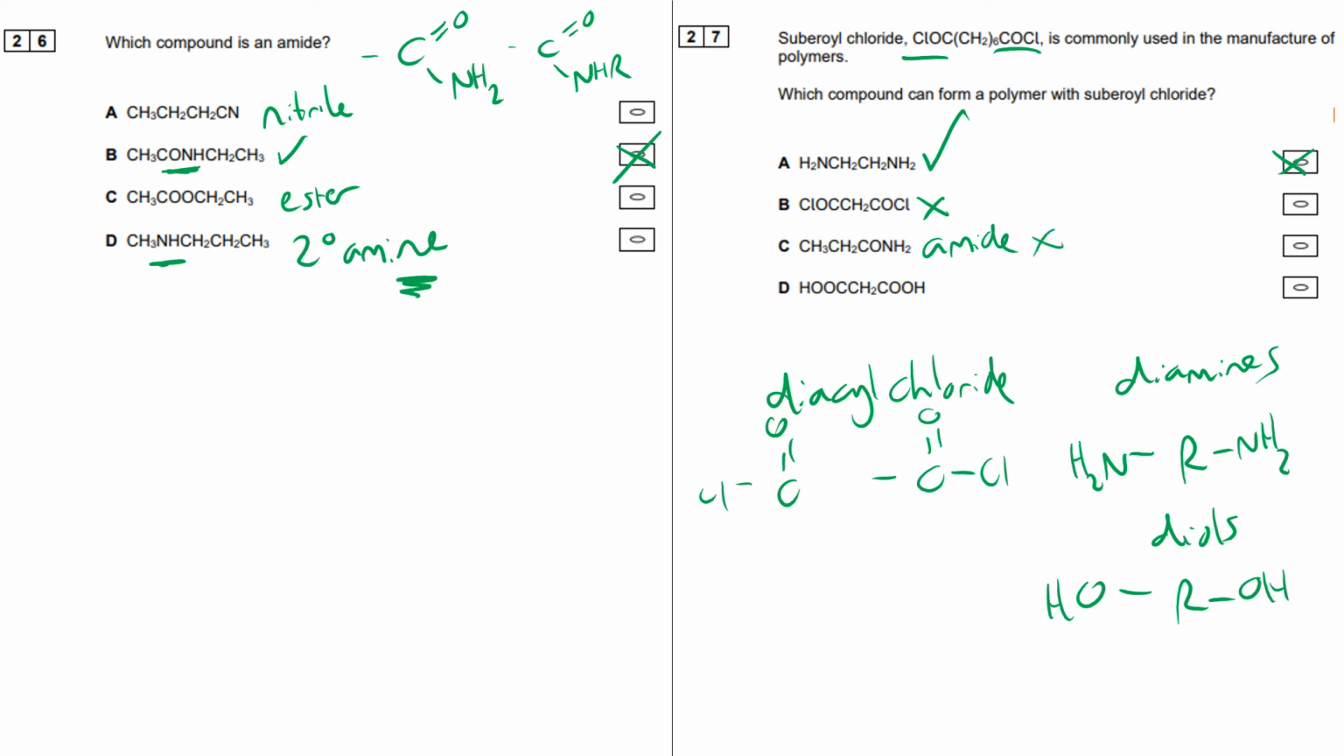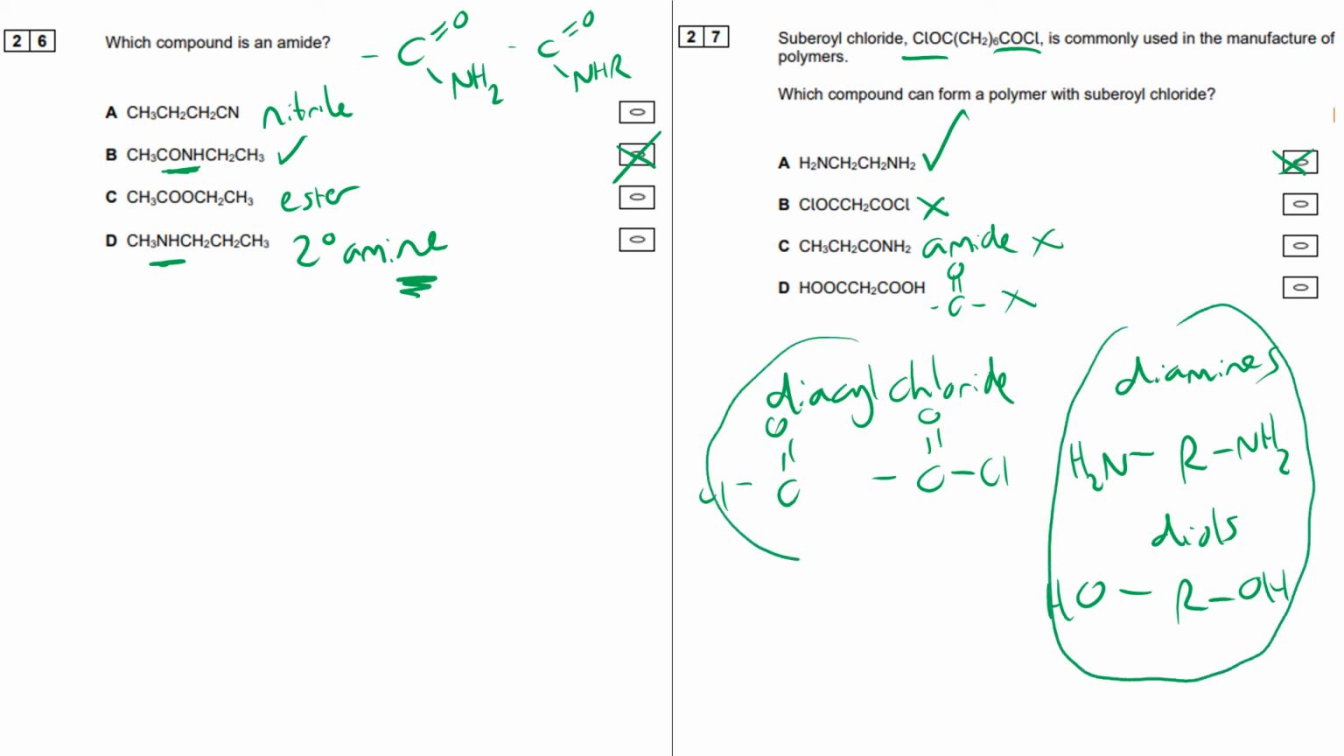And this is a dicarboxylic acid. They both have C double bond O groups, so that's not going to react with a diacyl chloride. So to form a condensation polymer, you can have diacyl chlorides reacting with diamines to form polyamides, or diols to form polyesters.